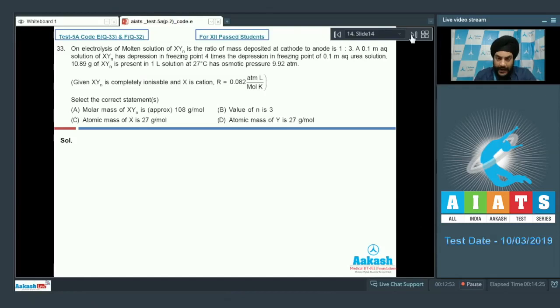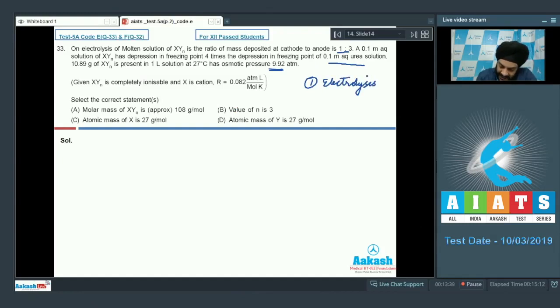Question number 33. On electrolysis of molten solution of XYN, the ratio of mass deposited at cathode to anode is 1:3. A 0.1 molar aqueous solution of XYN has depression in freezing point equal to 4 times the depression in freezing point caused by 0.1 molar aqueous urea solution. 10.89 gram of XYN is present in 1 liter solution at 27 degree has osmotic pressure equal to 9.92 atmosphere. So we have been given that XYN is to be assumed to be completely ionizable and X is cation, and the value of R has been given to us. So we have been given three information, students. The first information is the electrolysis data.